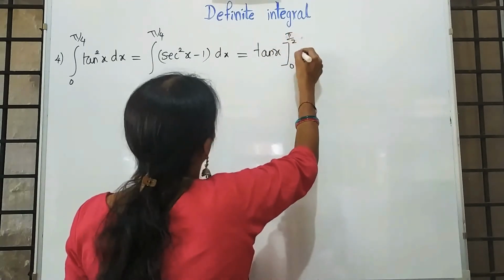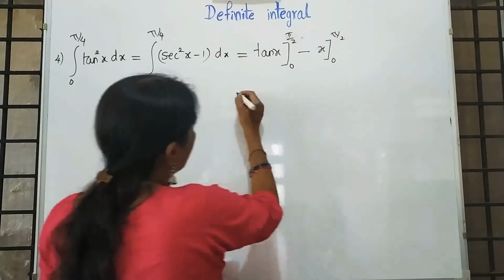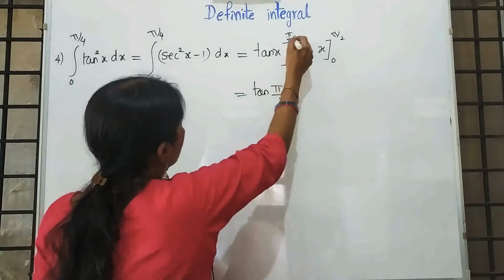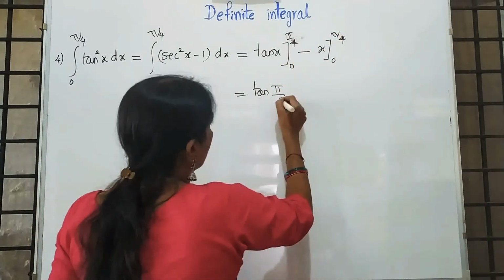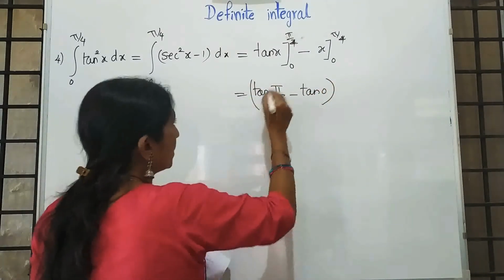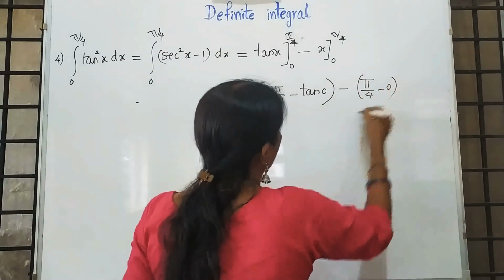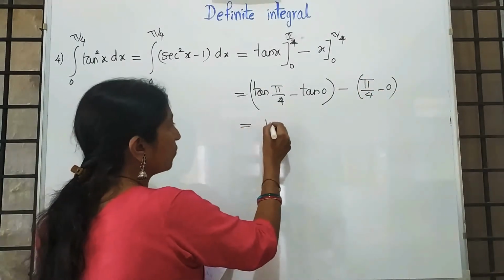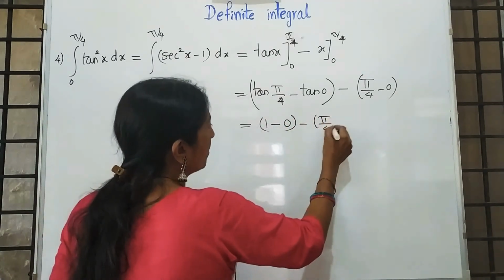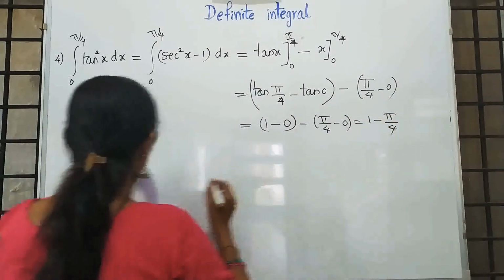Pi by 4 minus integration of 1 is x. Again from 0 to pi by 4. Tan pi by 4 minus tan 0. This completes the first term. Middle minus, then x is pi by 4 minus 0. Tan 45 is 1, tan 0 is 0, minus pi by 4 minus 0. Answer is 1 minus pi by 4.